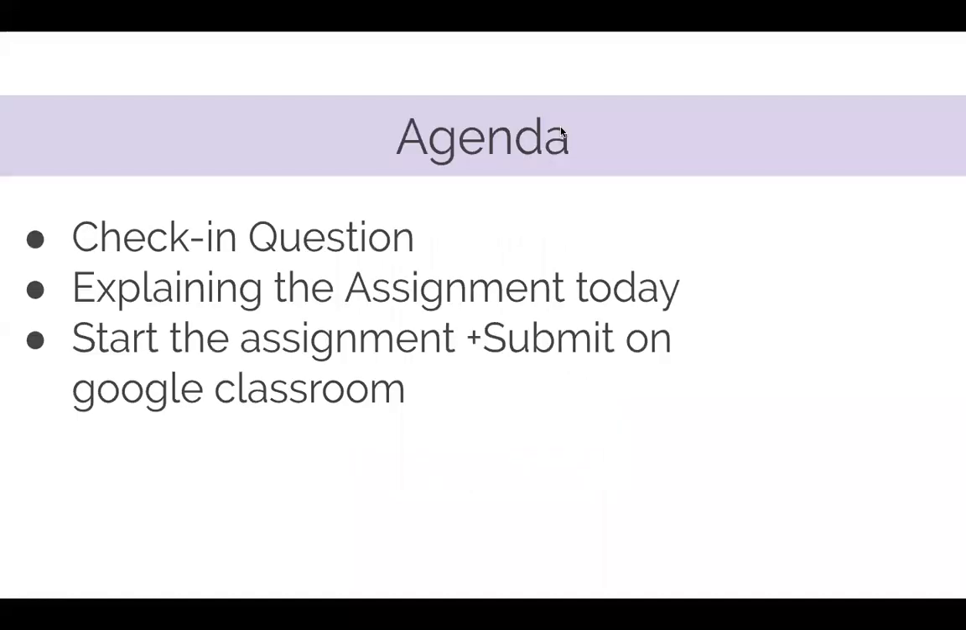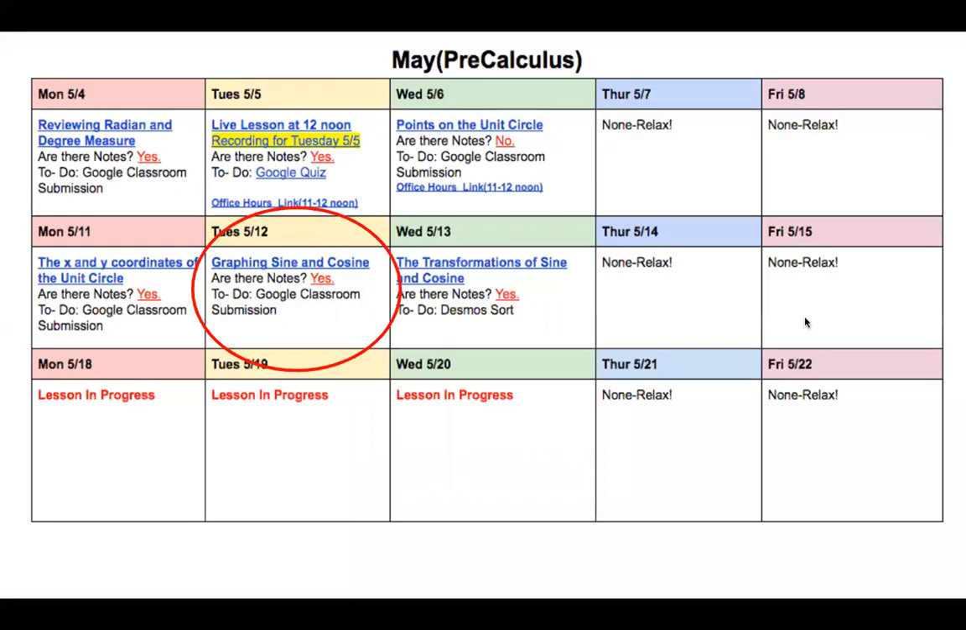All right, let's jump into our agenda. We're going to have a quick check-in question so I can jump into explaining the assignment today. And then hopefully you all get a chance to start the assignment and submit that on Google Classroom. Again, it's going to be due tonight. And just as a reminder, everybody, today is Tuesday. We have about 1, 2, 3, 4, 5 more lessons left until the end of our pre-calculus class. So just as a reminder, we're almost there.